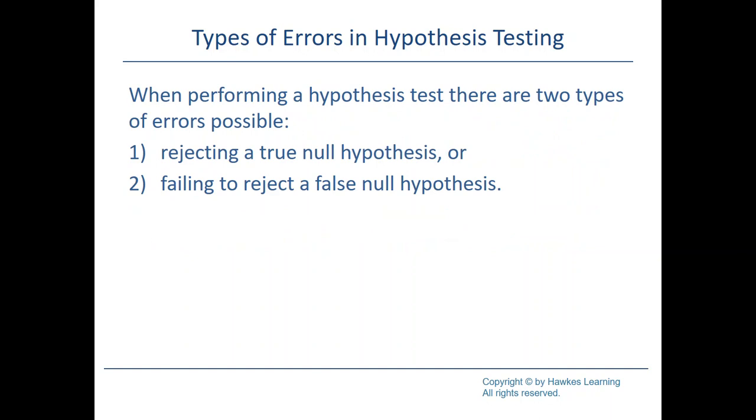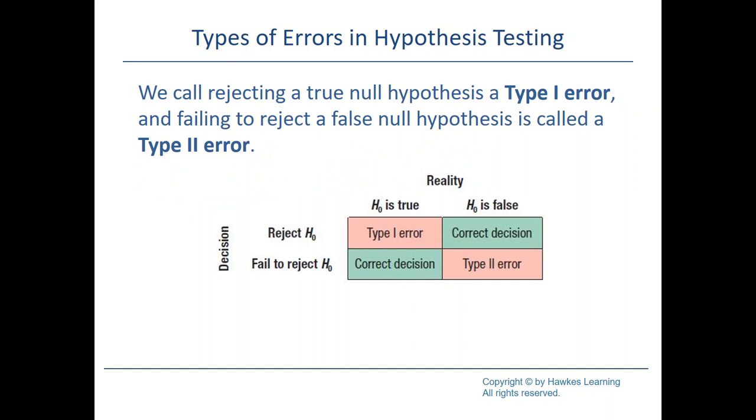Now, when performing these types of tests, there are some errors that can happen. No matter what, there's always going to be a bit of error. You have two types of errors. One is what happens if you reject a true null hypothesis. What if the null hypothesis was actually true and you reject it? The other is that you fail to reject a false null hypothesis. These errors are called type 1 and type 2 errors. A type 1 error is where you reject something that's actually true, and a type 2 error is where you fail to reject something that was actually false.